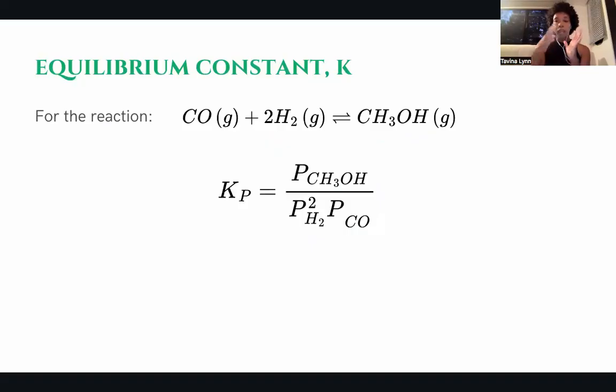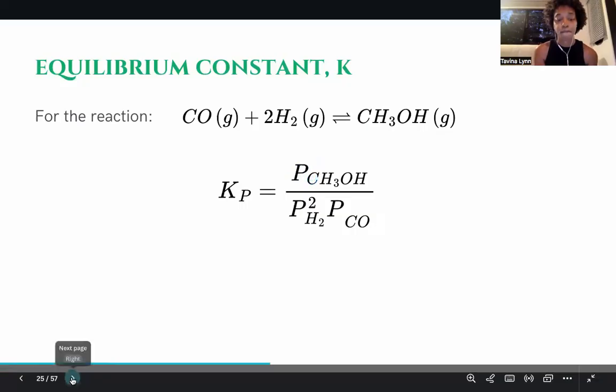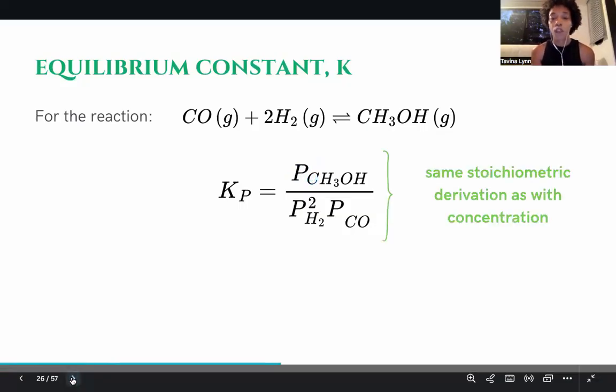So K sub C, K sub P, whether we are writing it based on concentration or pressure, it's written the same. We just write it differently, right? As P for pressure versus the brackets for concentration. All right, so same stoichiometric derivation as with concentration when we are also writing the equilibrium constant in terms of partial pressure.